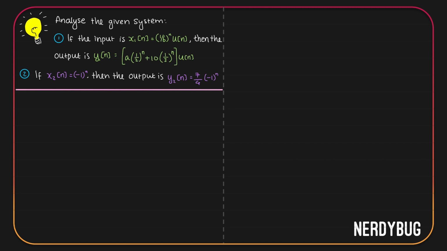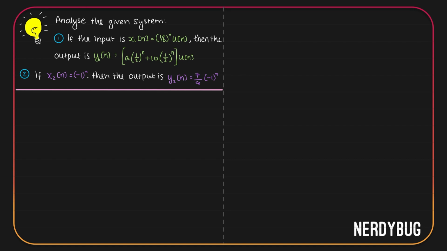Let's solve another problem. We have to analyze a system. It is given that if the input is x1 of n, which is 1 by 6 raised to n u of n, then the output is y of n, which is a 1 by 2 raised to n plus 10 1 by 3 raised to n u of n. It is also given if the input is x2 of n, which is minus 1 raised to n, then the output is y2 of n, which is 7 by 4 minus 1 raised to n.